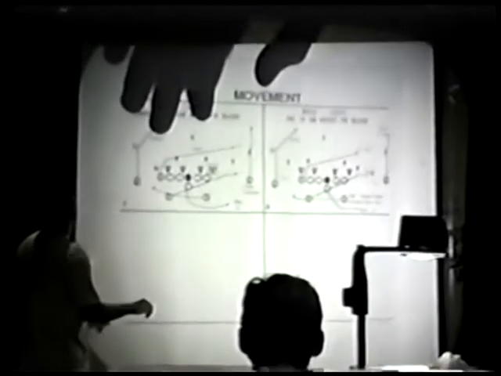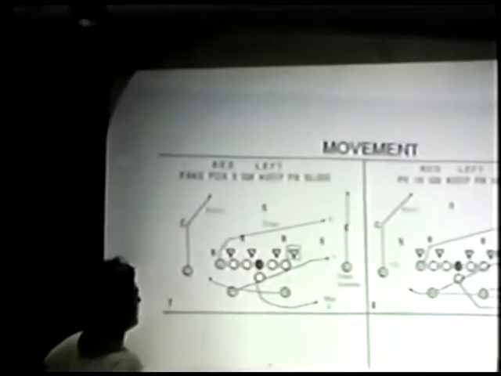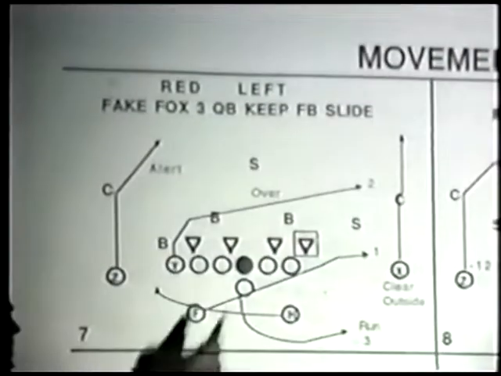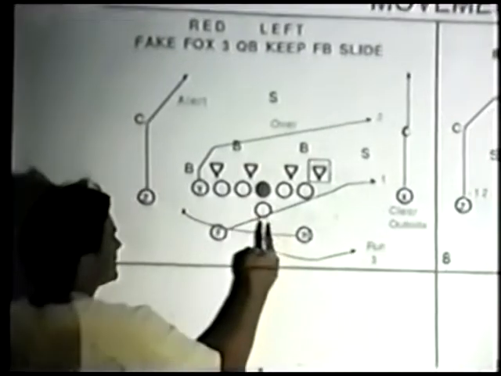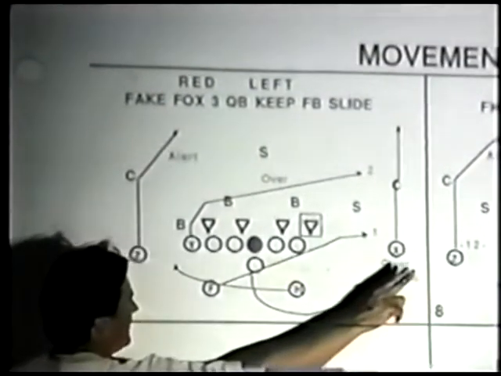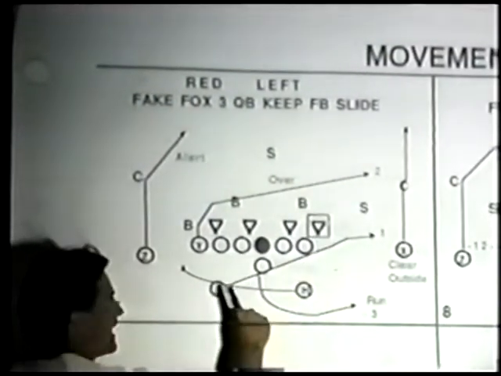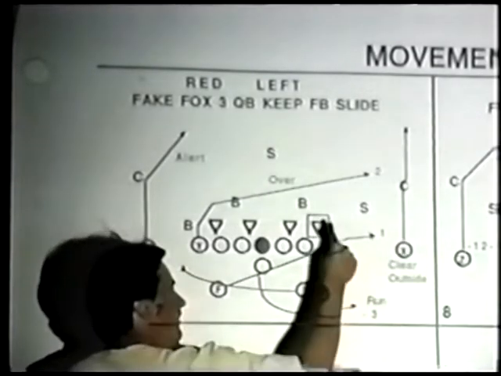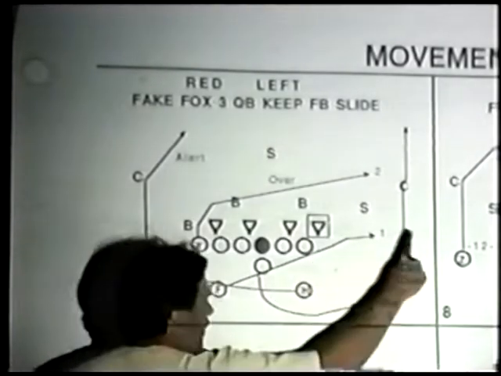All right, movement. Red left, fake Fox 3, quarterback keep, fullback slide. We're going to run Fox 3 run. We're going to fake Fox 3 run. All right? Quarterback, open to the hole, step and hop, out we come. All right? We're going to fool this guy. Fullback should come underneath everything and flatten out on the line of scrimmage. If this guy is rushing up the field, you've got to avoid him.